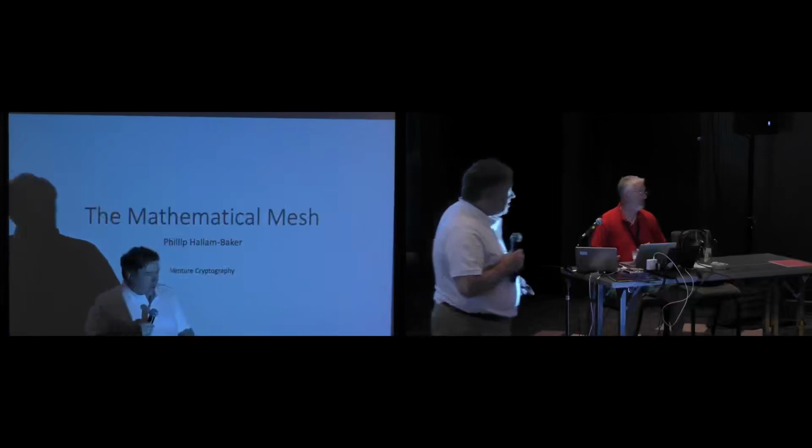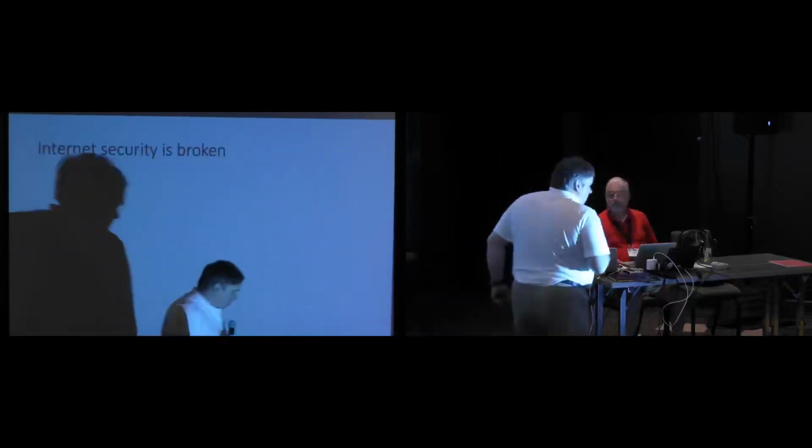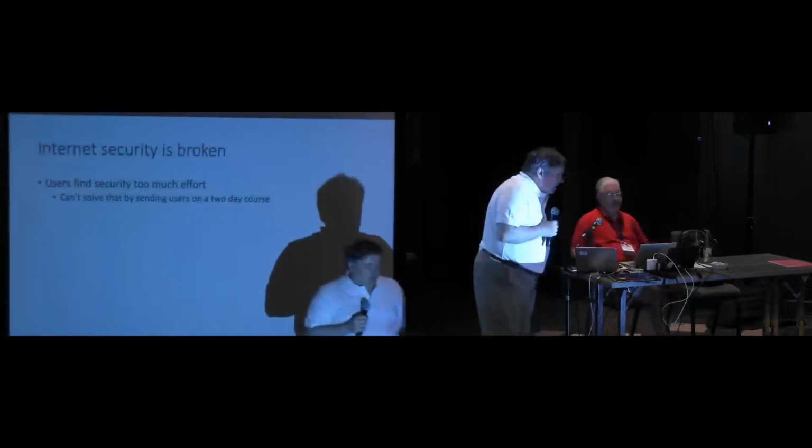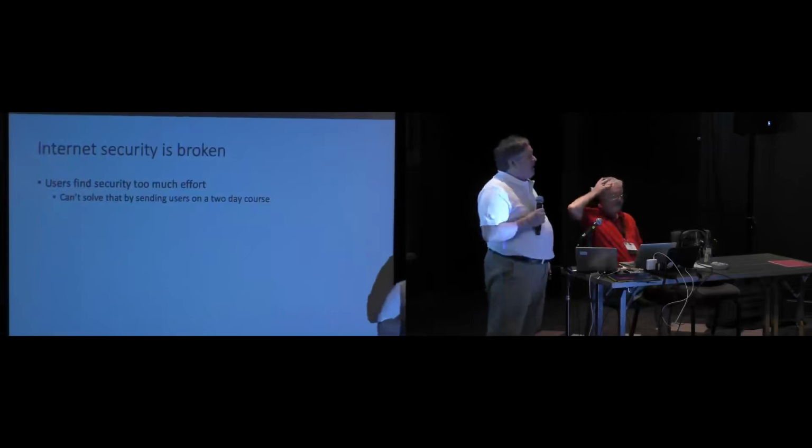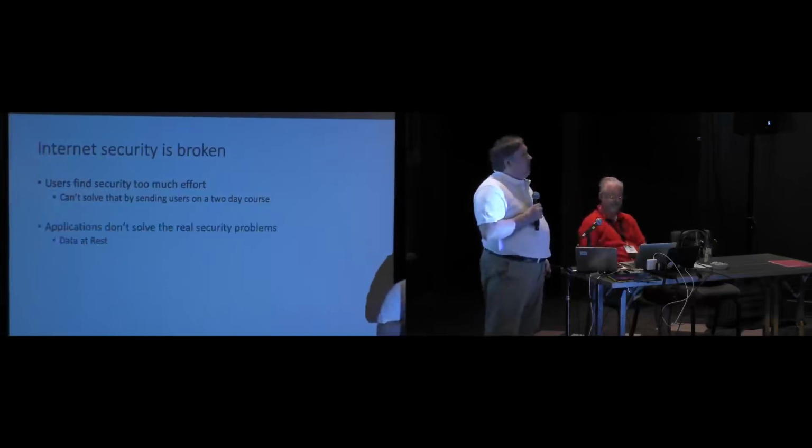I'm Phil Baker, and this is the Mathematical Mesh. Internet security is broken. It's broken because users find security is just too much effort, and you can't solve that by asking them to try harder. It's broken because applications are not solving the real problem.